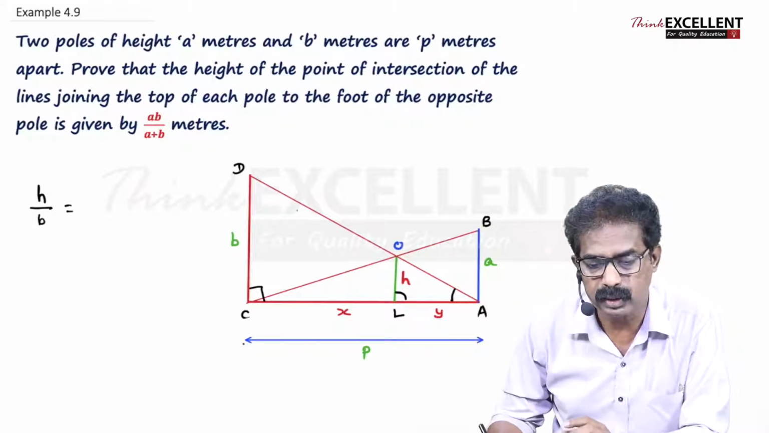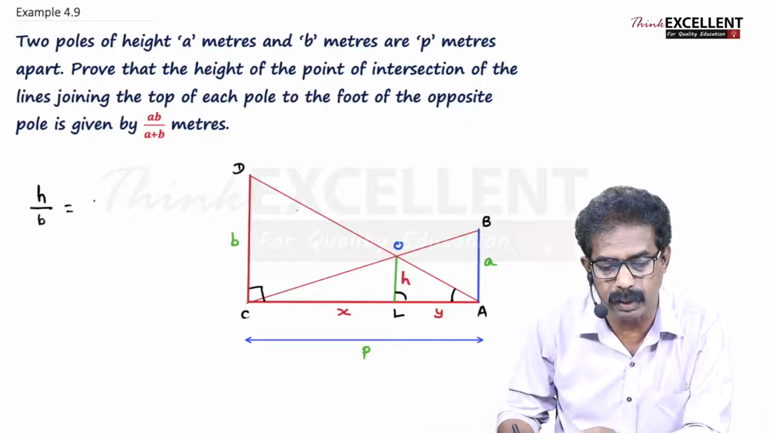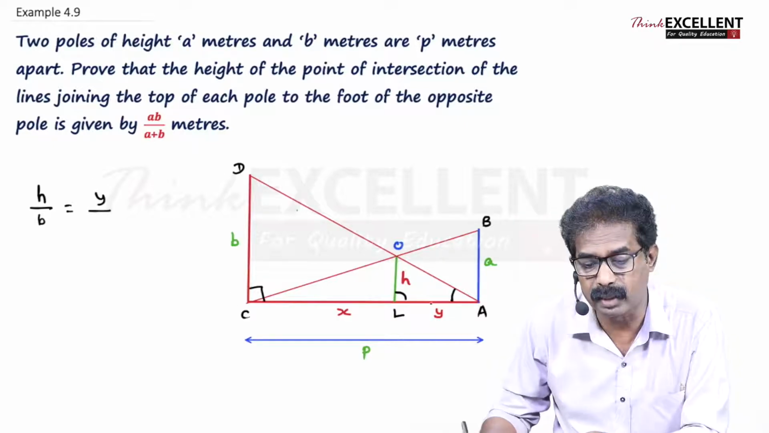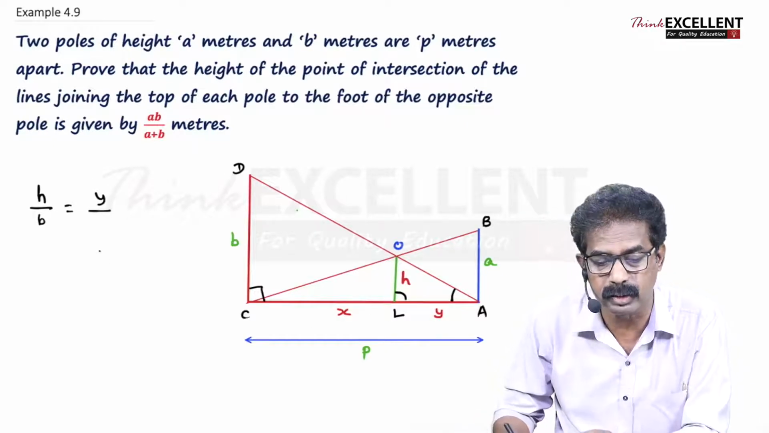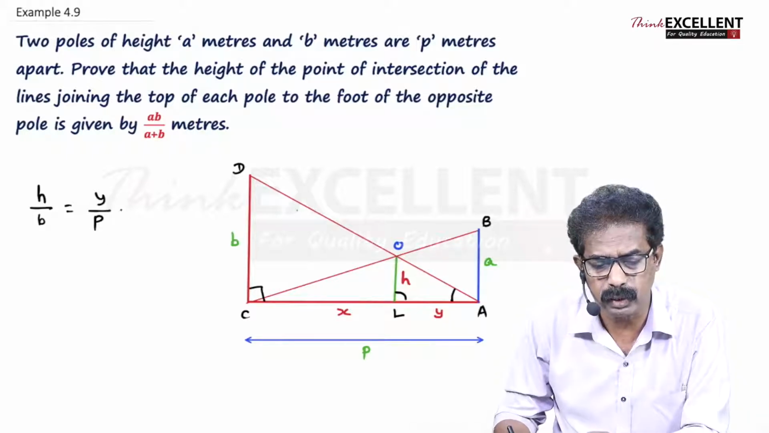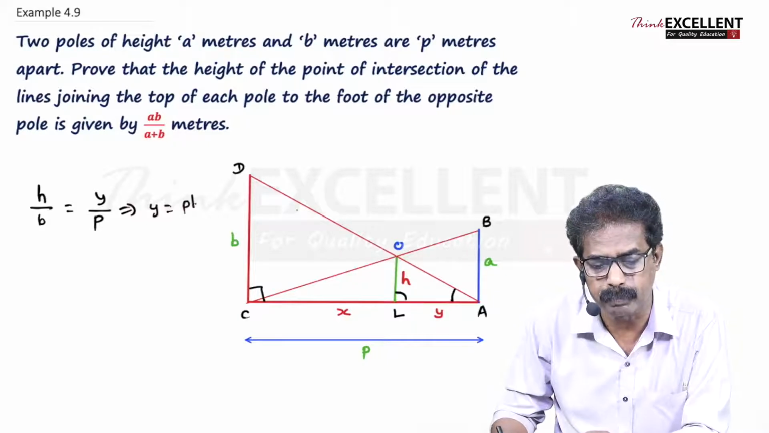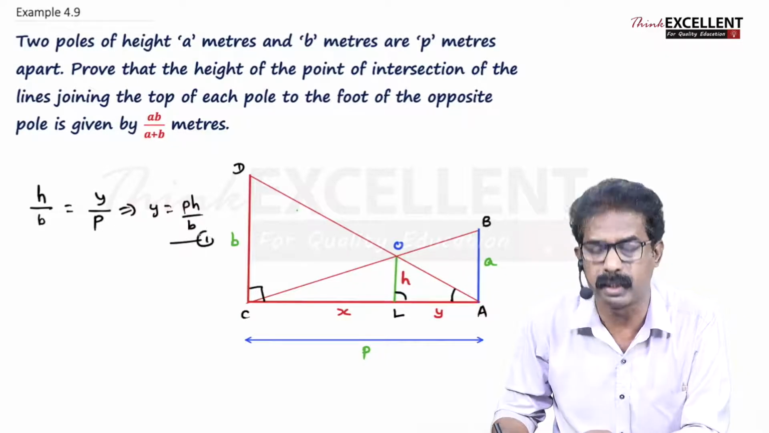The two triangles are similar, so H by B is equal to, for the small triangle the base is Y, for the larger triangle the base is X plus Y, or you take it as P. From here you can find Y: Y equals PH by B. Take it as equation number 1.